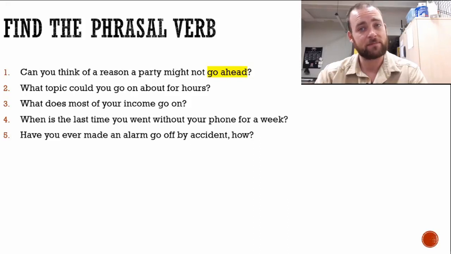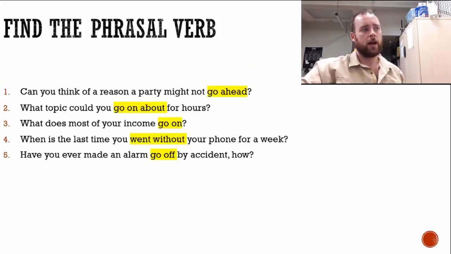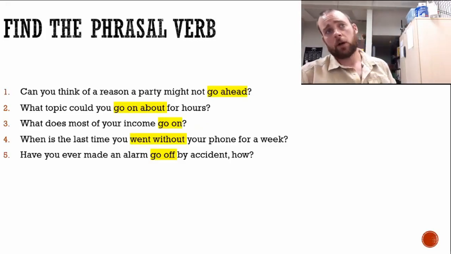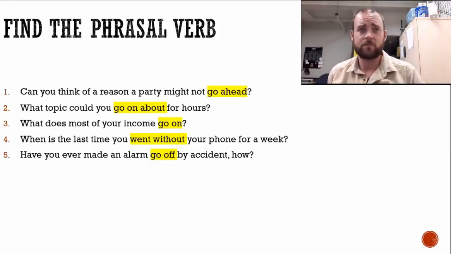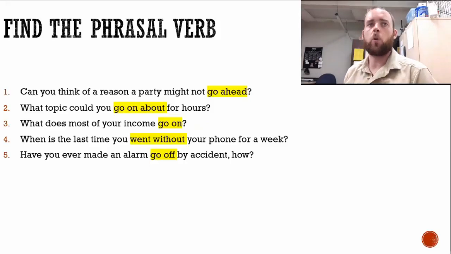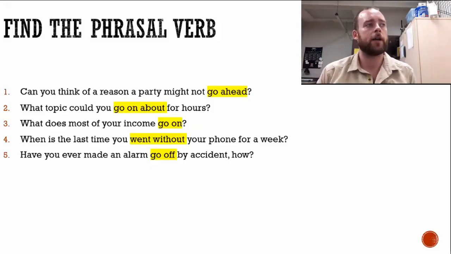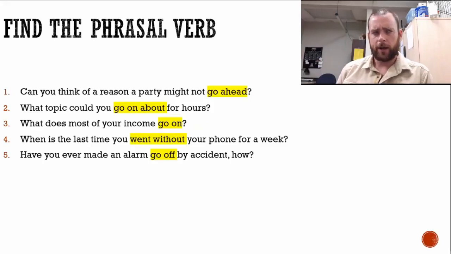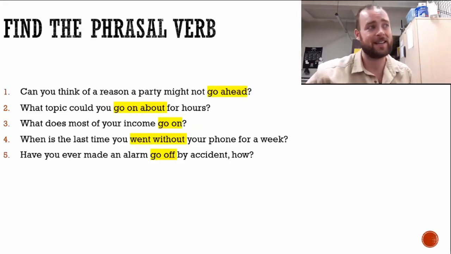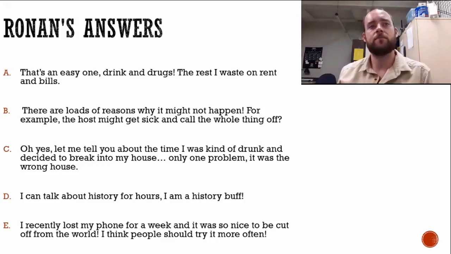All right, welcome back. So on paper, you should have written down some of the phrasal verbs, and here are the ones which I was referring to. So what topic could you go on about for hours? When is the last time you went without your phone for a week? All right, so these are all different questions. And one way I find, one thing I like to do is to give you answers so you can figure out what the meaning is. Take a look at these.